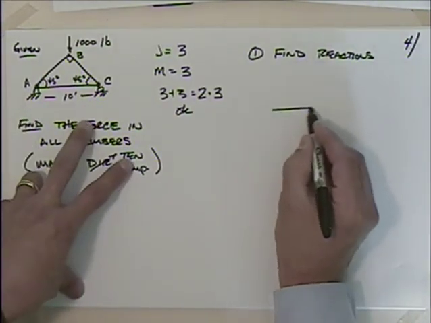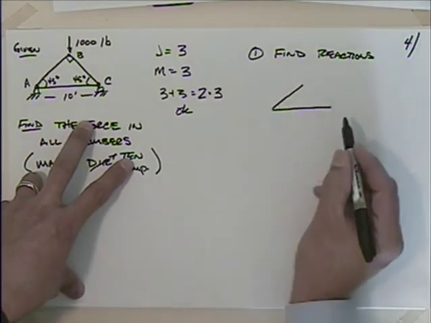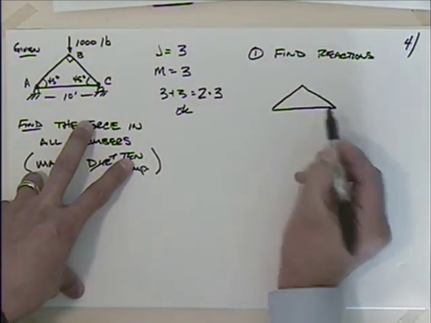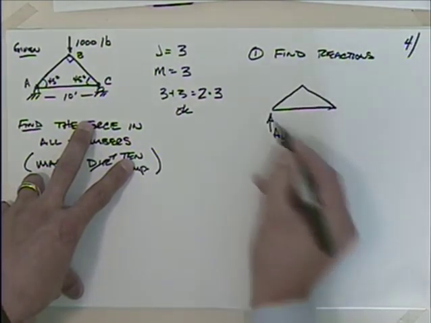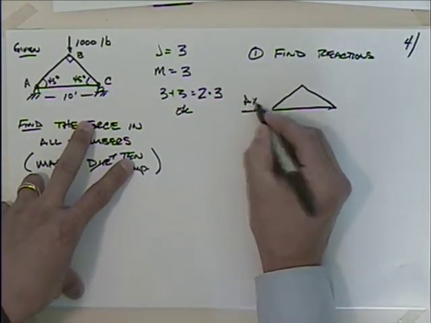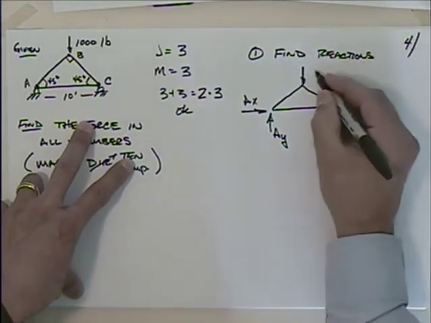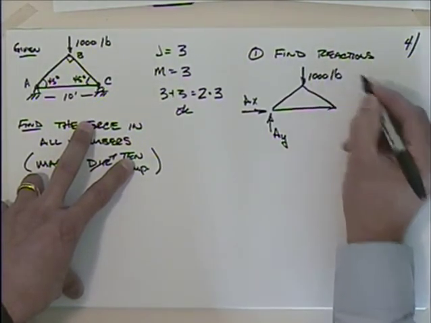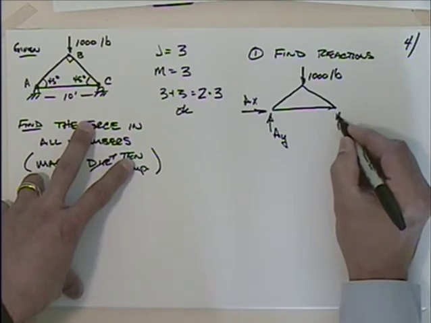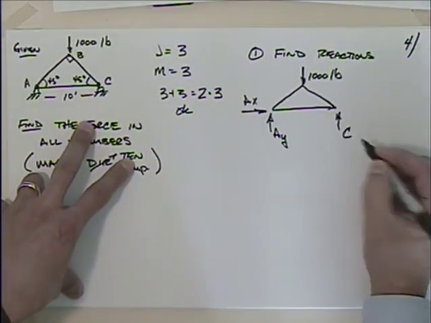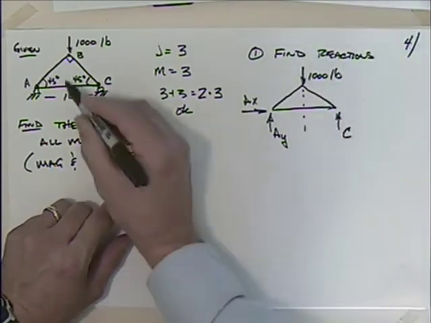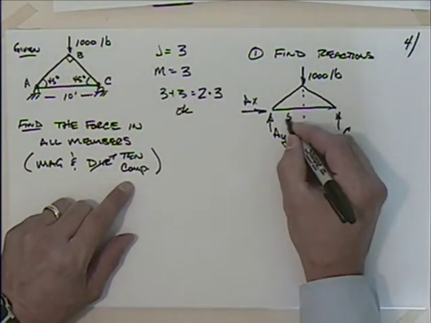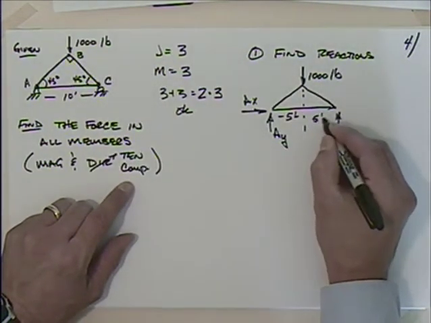So I can draw a free body diagram of this entire thing. And I'm going to have some force AY here, and I could say that I have AX. I could put this 1,000 pounds down like this, and this is a roller, so I will just have C like that. Now we know by the geometry here that the load would be at the center, so this would be 5 feet and this would be 5 feet.